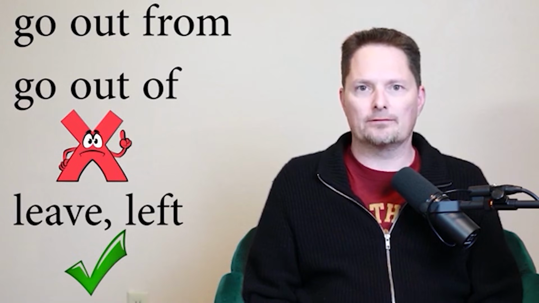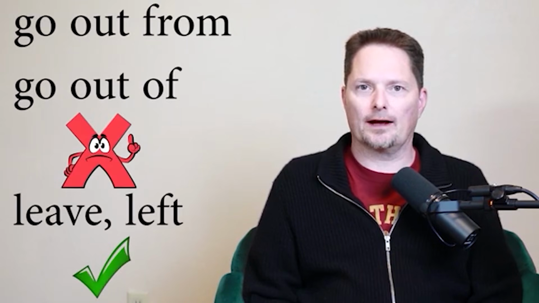Use the verb leave. Leave the house or leave my house. Never say go out from my house, and avoid using go out of my house because it's not as common as the verb leave. Leave, in the past, left. Example, she leaves the house in the morning. She goes out of the house in the morning? That doesn't sound right. She leaves the house in the morning. She leaves the house in the morning and she goes to work.